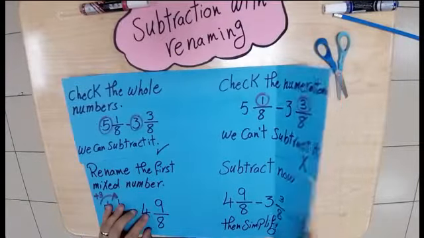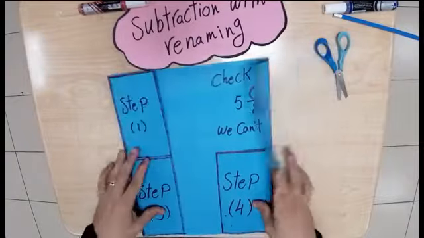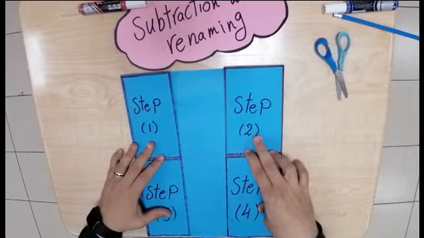So it's easy now to subtract with renaming. You have to follow these steps. We have 4 steps to subtract with renaming.